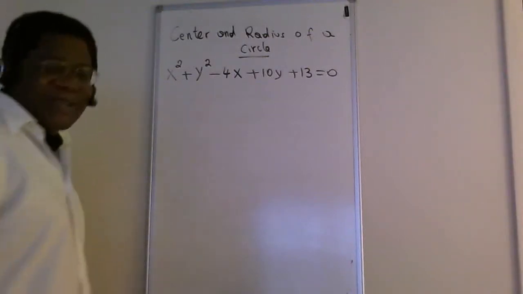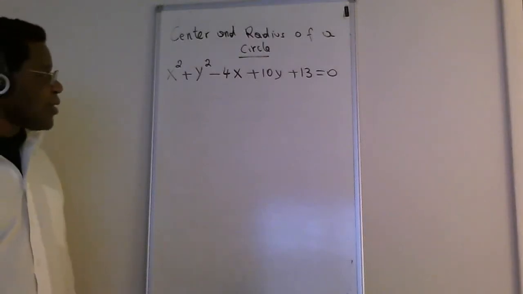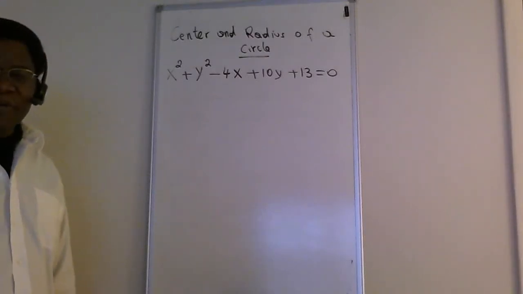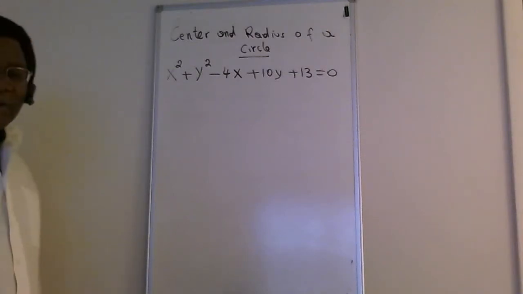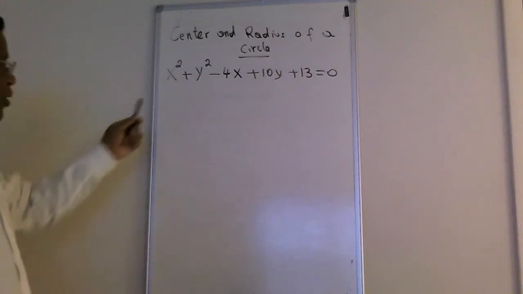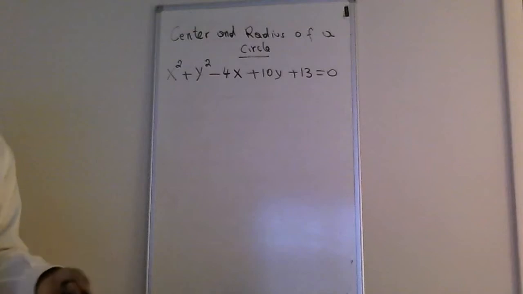Okay, the next topic is about finding the center and the radius of a given equation of the circle. This time, the equation of the circle is given as x squared plus y squared minus 4x plus 10y plus 13 equals 0.